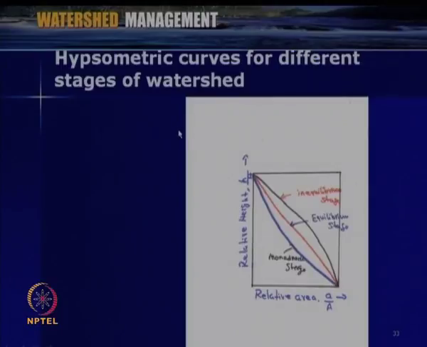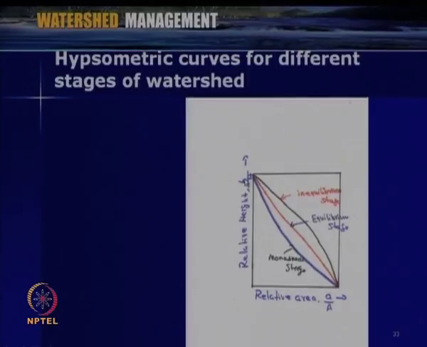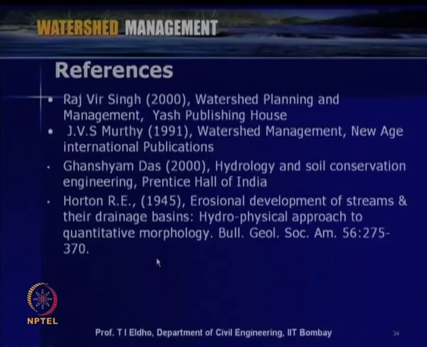This figure is taken from the book of Ranveer Singh. Here the relative area a/A is plotted on the x axis and the relative height h/H on the y axis. The top curve, in black color, indicates the inequilibrium stage, the middle one, in red color, indicates the equilibrium stage, and the last one indicates the monadnock stage. Accordingly we can identify them.